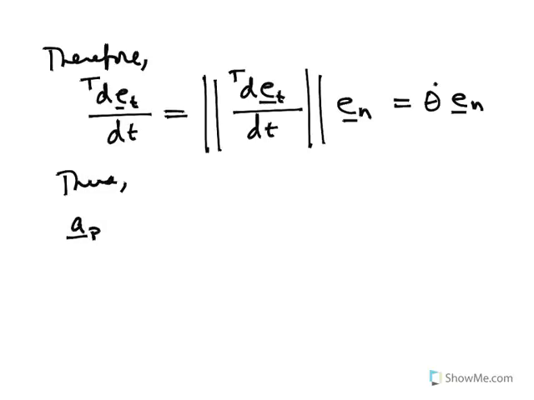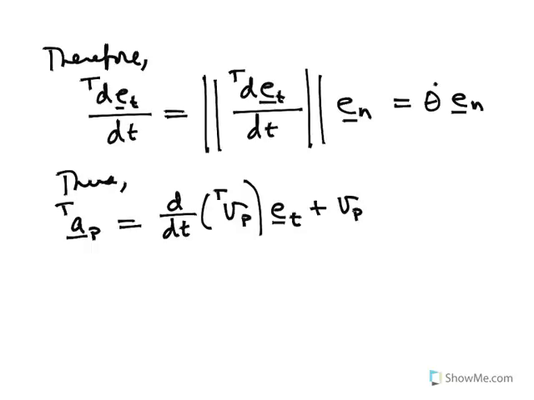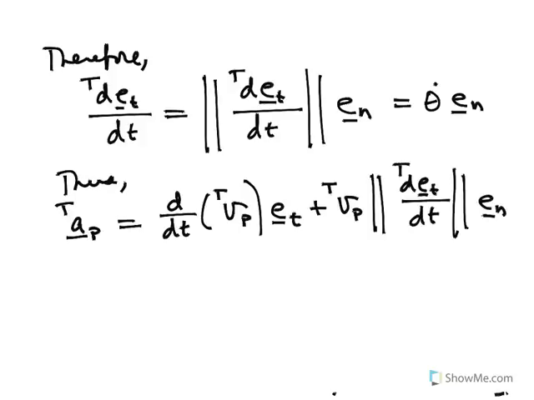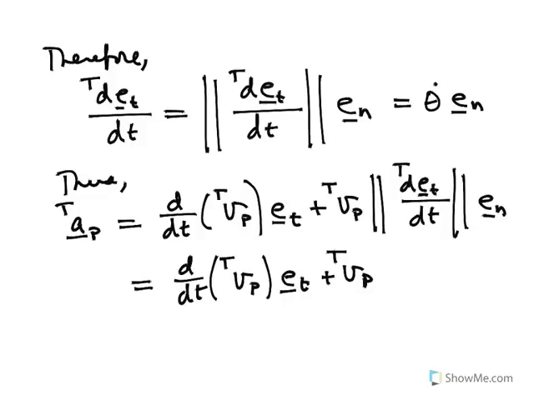The acceleration of P as viewed by an observer fixed to the track is equal to the rate of change of the speed as viewed by an observer fixed to the track times the tangent vector plus the speed times the magnitude of de_t/dt in n, times e_n. And if we actually write that out, we get the rate of change of the speed times the tangent vector plus the speed times theta dot times e_n.